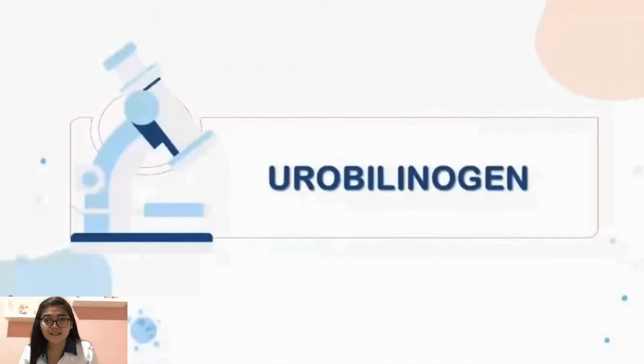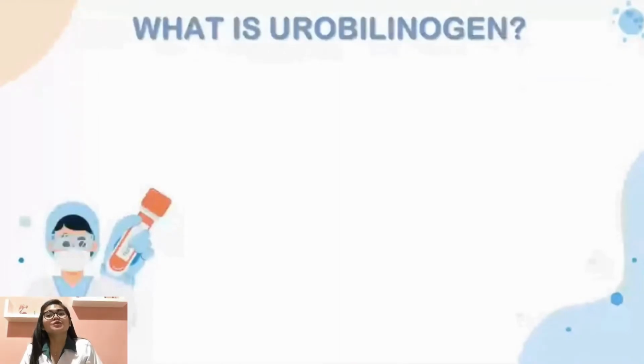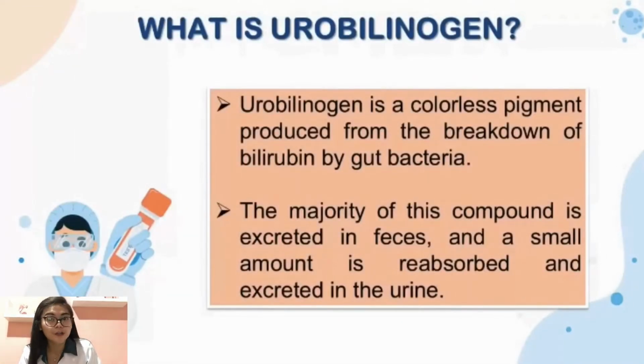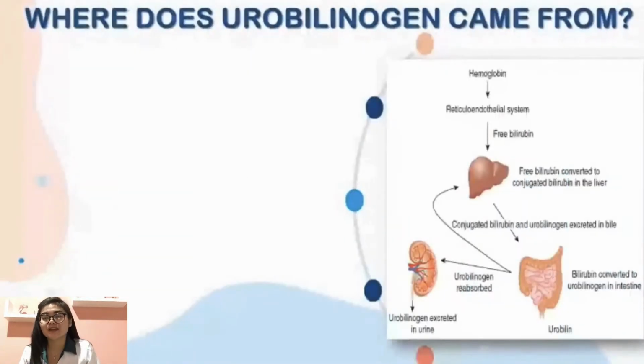So, what is urobilinogen? It is a colorless pigment that is produced from the breakdown of bilirubin by gut bacteria. The majority of this compound is excreted in the feces and a small amount is reabsorbed and excreted in the urine. So, where does urobilinogen come from?